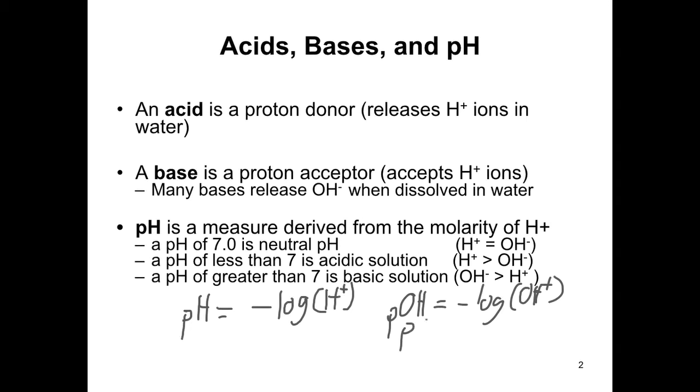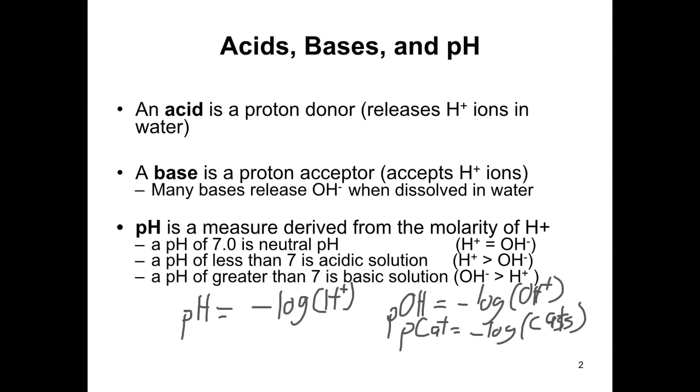pCat is going to equal the negative log of the concentration of cats somewhere. If you're somewhere where you have a concentration of cats, that's just what that p means. Anytime you see that little p, that just means the negative log of the concentration. I'm not going to expect you to calculate that for this course, but there's a few things that you need to know.